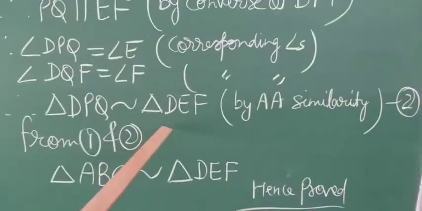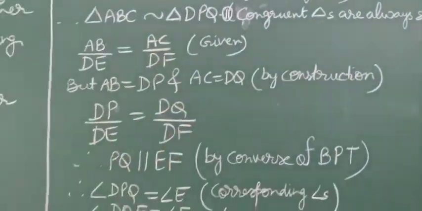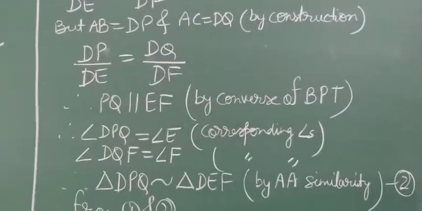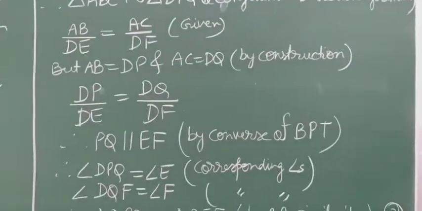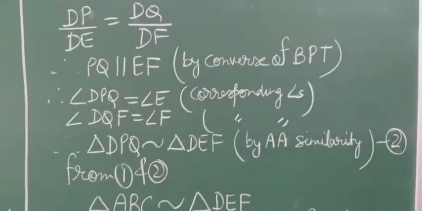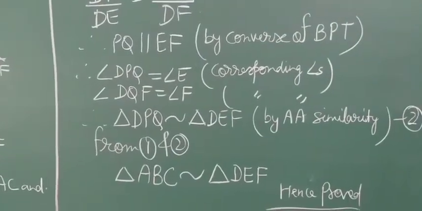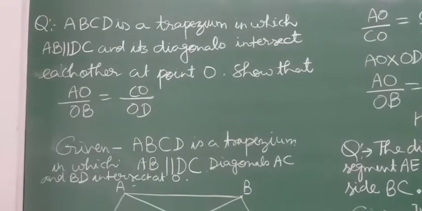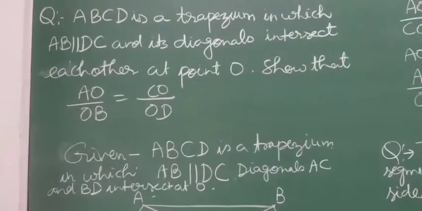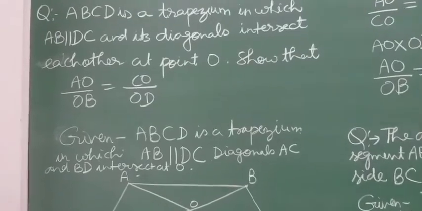So from equation number 2 and equation number 1, you can see DPQ and DPQ are the same. Then we can say triangle ABC is similar to triangle DEF. Hence proved. Now students, let us solve some questions related to similarity.